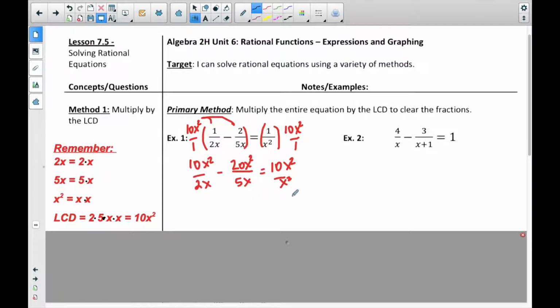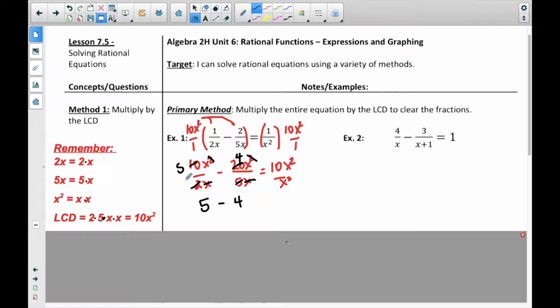Now, each of these fractions will reduce down to where they're not a fraction anymore. So let's just take a look. 2 goes into 10 5 times, and one of these x's cancels with one of these x's, and so this fraction is actually just 5. Over here, the 20 and the 5 goes into 20 4 times. One of these x's can cancel with one of these x's, and so we are left with a 4.